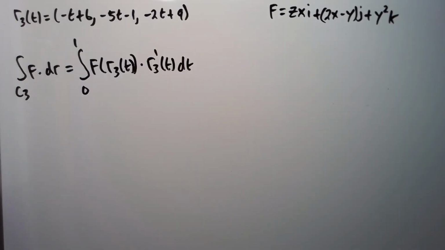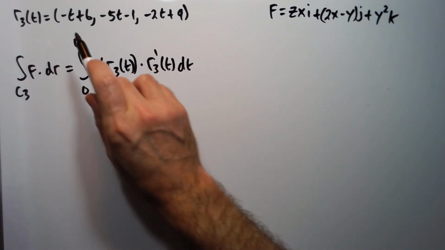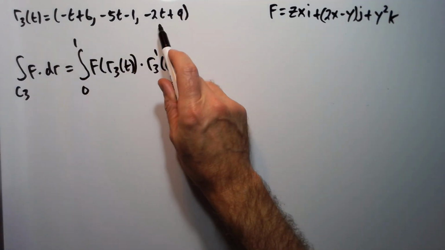Okay, so our C3 will be this. My R3 is up there. So let's first find R3 prime. It's going to be negative 1, negative 5, negative 2. Let me write it up here.